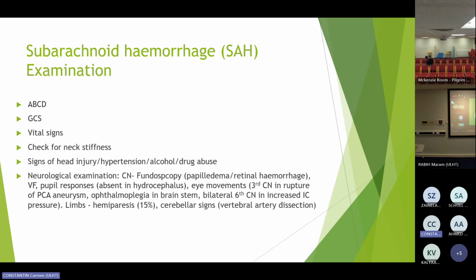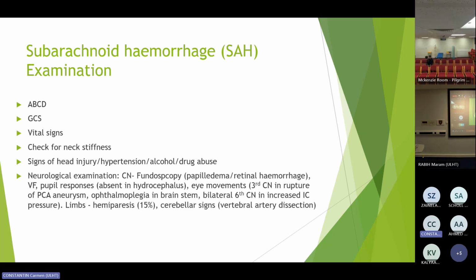Yes, neck stiffness examination is useful. Yes, we have to exclude signs of head injury, hypertension, alcohol, drug abuse. Neuro examination has to cover the cranial nerve examination with fundoscopy. We are searching for papilledema, for retinal hemorrhage. If it's possible, visual field to be checked and pupil responses, which are going to be absent in hydrocephalus.